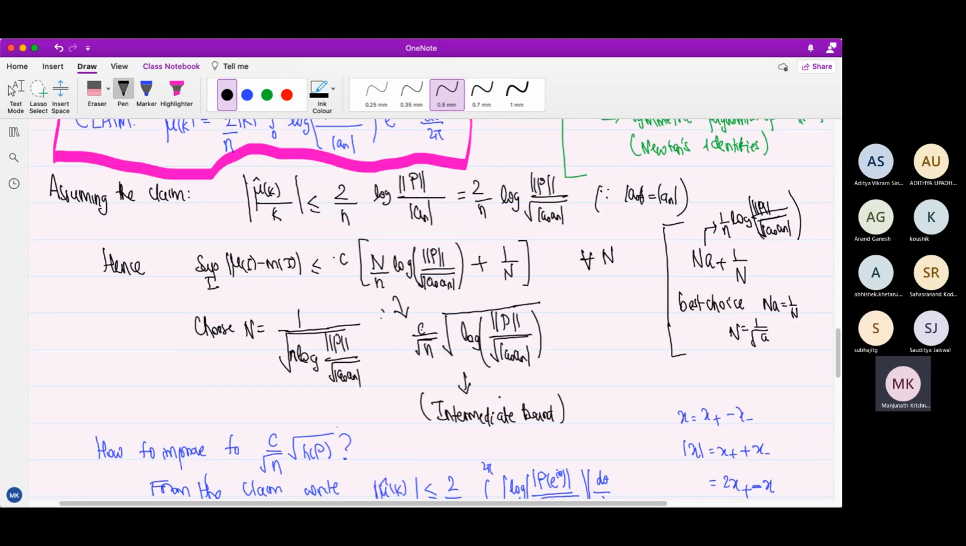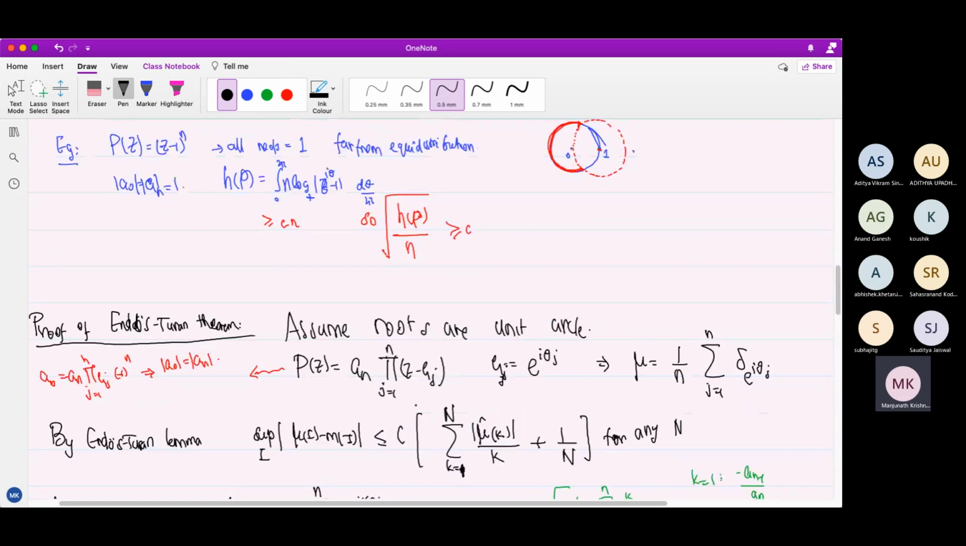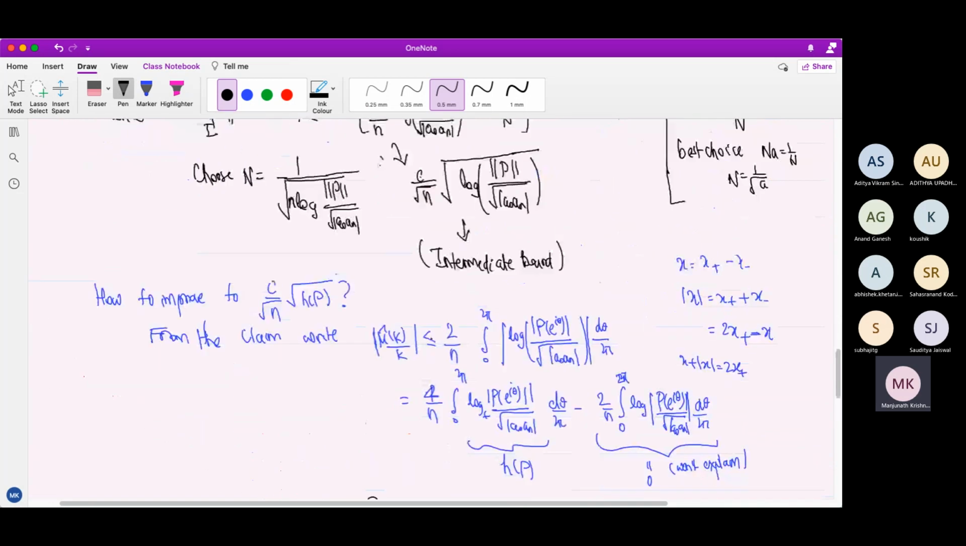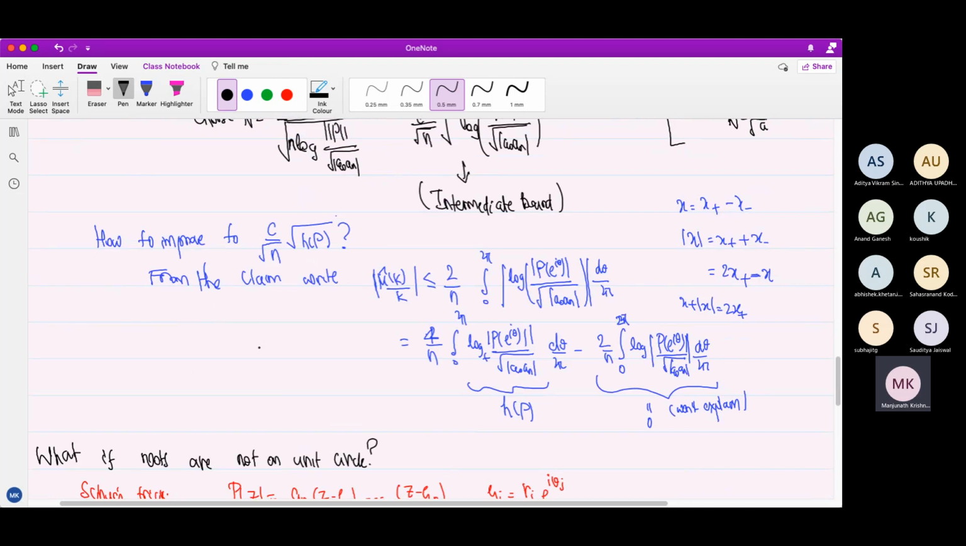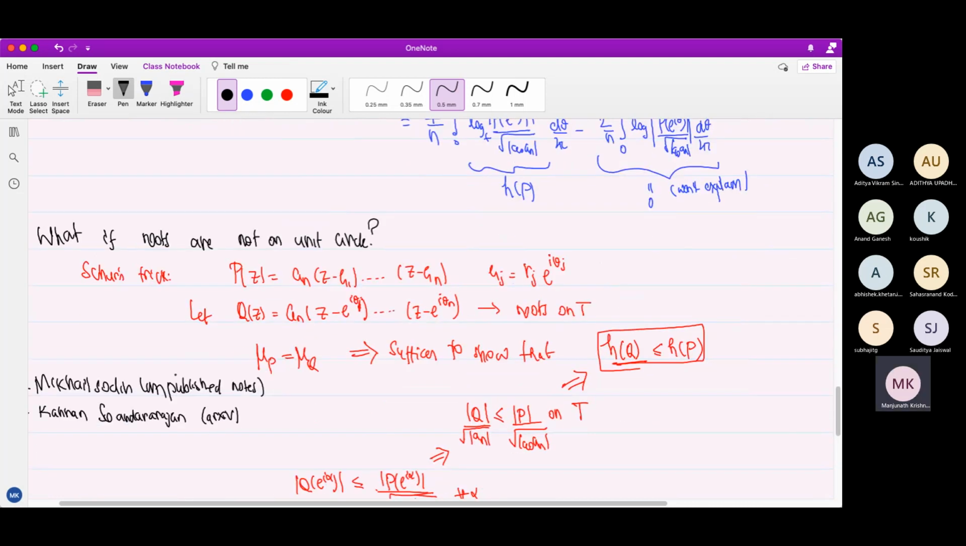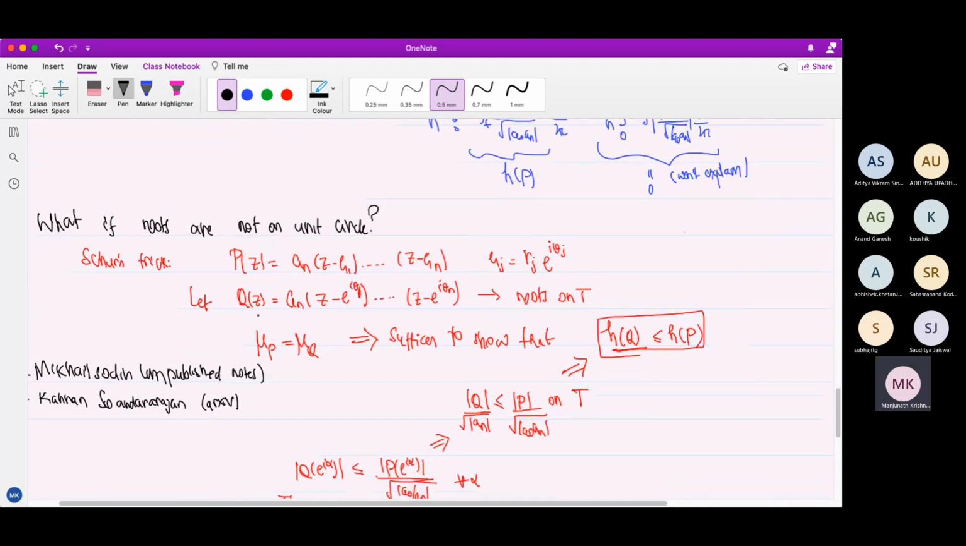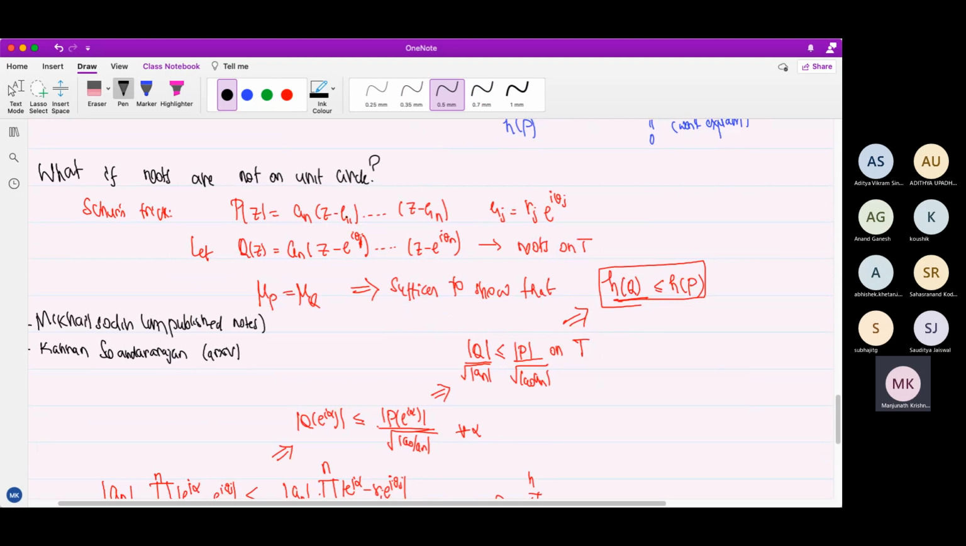Okay, so this much we did, but this is only when the roots are on the unit circle. So one thing to prove is this claim, why mu hat of k is given like this. And the second is, what if roots are not on the unit circle? I went over it just in case, it was quick. Let me just tell it.